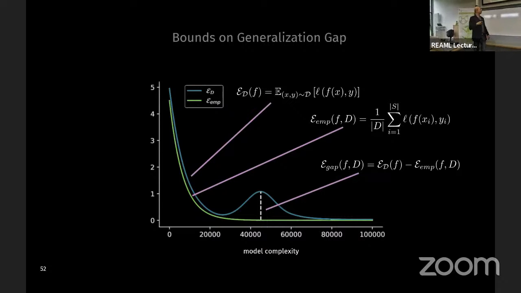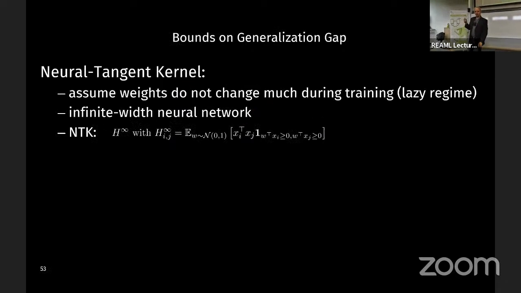I stole this picture from a different talk about the double descent problem. The interesting thing is that neural networks are so complex that they can always, or nearly always, reach zero training error. And then the question is, how can you then still bound the generalization gap? But that's maybe a topic for some other day.